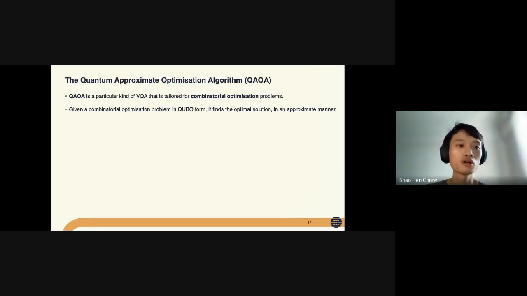The QAOA, or the quantum approximate optimization algorithm, is a particular kind of VQA that is tailored for combinatorial optimization problems, as I mentioned earlier. And as I claimed, if you have a combinatorial optimization problem cast in a QBO form, what the QAOA does is that it finds the optimal solution to this problem in an approximate manner.